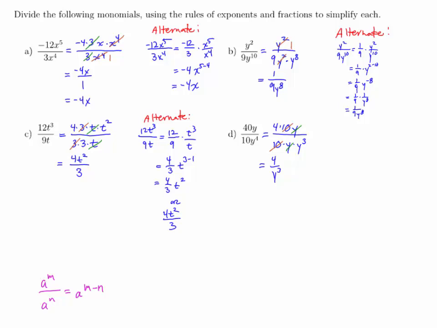And one more time we'll do an alternate approach here, using the rules of exponents. And so if we take 40y over 10y to the 4th, that'll break down into 40 over 10 times y over y to the 4th. 40 over 10 is, of course, 4. And then we have y to the 1 minus 4. So we'll have 4 y to the negative 3rd power. And that, of course, is 4 over y cubed.